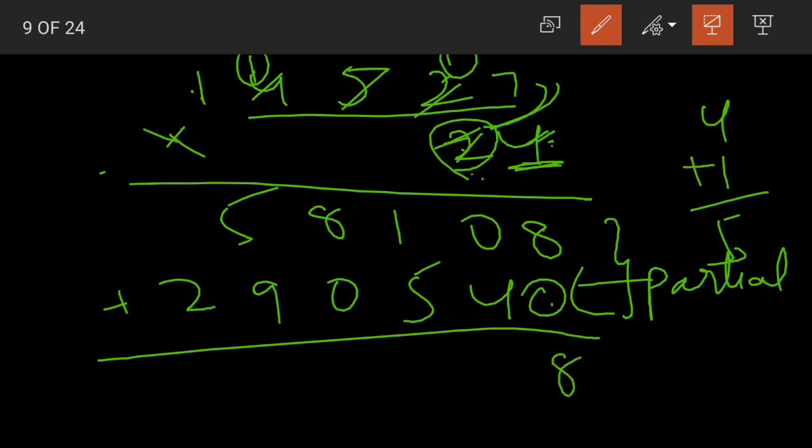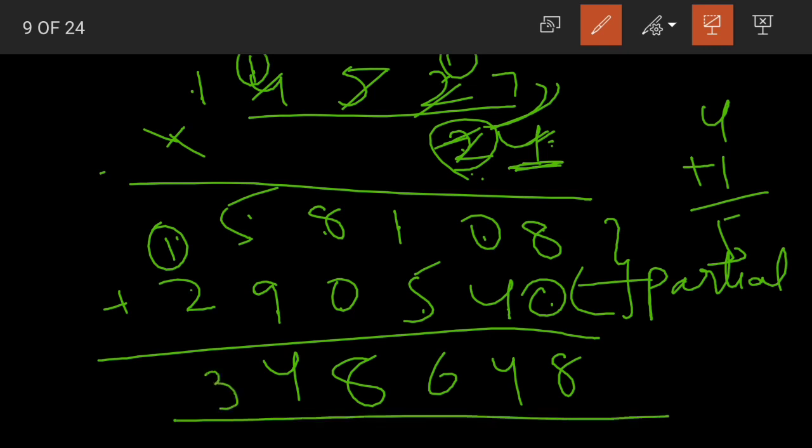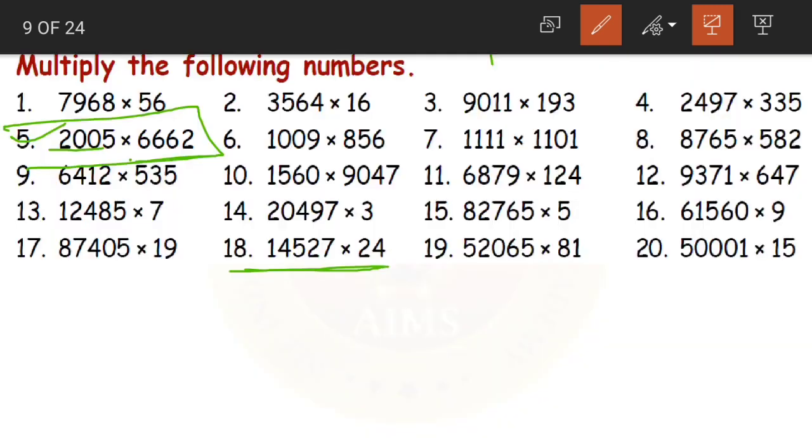8 plus 0 is 8. 0 plus 4 is 4. 1 plus 5 is 6. 8 plus 0 is 8. 5 plus 9 is 14. 1 carried. 1 plus 2 is 3. Now 3,48,648 is our answer. Clear children? What did we do? We solved question number 5 and question number 18. I think you can try out the remaining problems, yes?